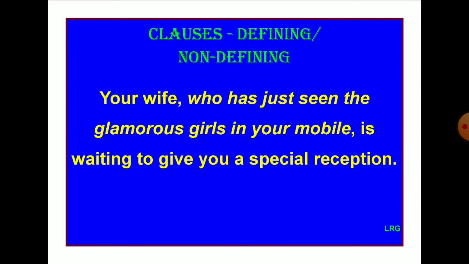Your wife, who has just seen glamorous girls in your mobile, is waiting to give you a special reception. You won't ask which wife. The subject, your wife, is already defined. So, therefore, the relative clause that follows must be a non-defining relative clause. Remember that it is separated by a pair of commas. Always, non-defining clauses are separated by a pair of commas. Defining clauses are not separated like that.